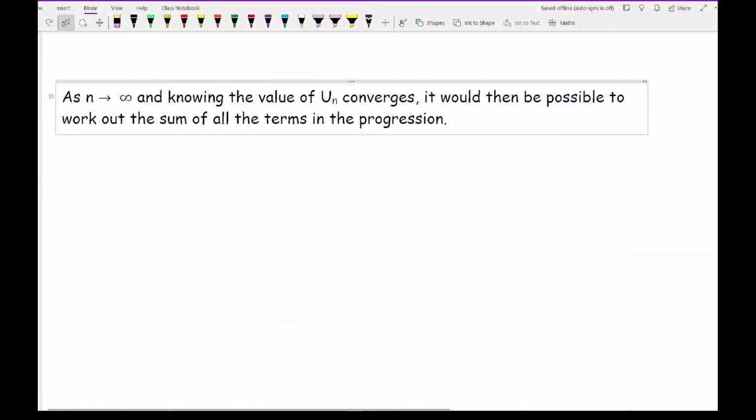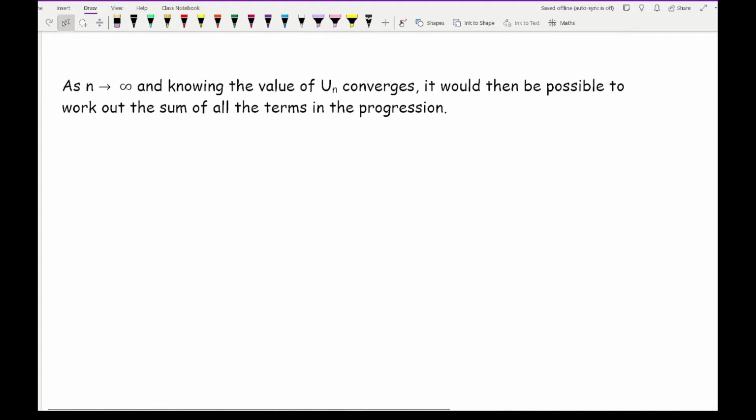Knowing that n tends towards infinity and that the value of un converges, it is then possible to work out the sum of all the terms in the entire GP. What we call this is the sum to infinity, where you add up every single possible term in there, because eventually the last term is going to end up being 0 or a particular number.